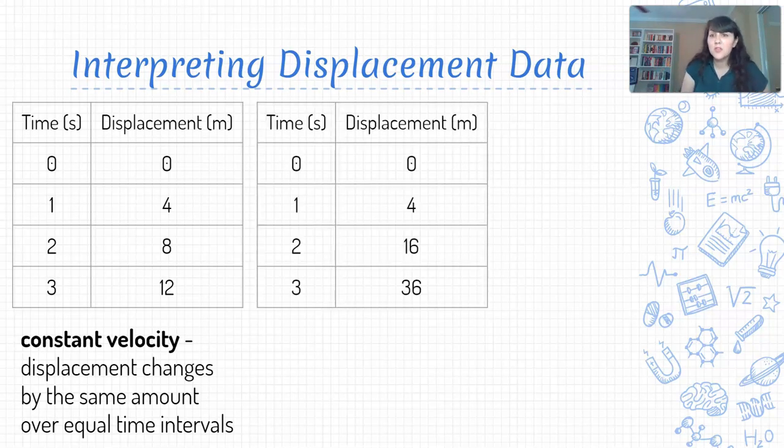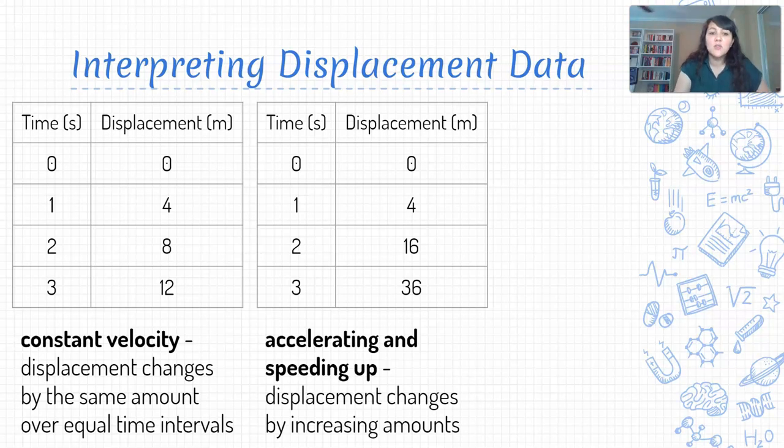All right. What about this one? What's it doing? Well, what I see here is that this object moves 4 meters in the first second, but then it moves 12 meters in the next second, and then 20 meters in the next second. So this tells me that this object must be speeding up. It is accelerating, and that acceleration is in the same direction as our velocity.